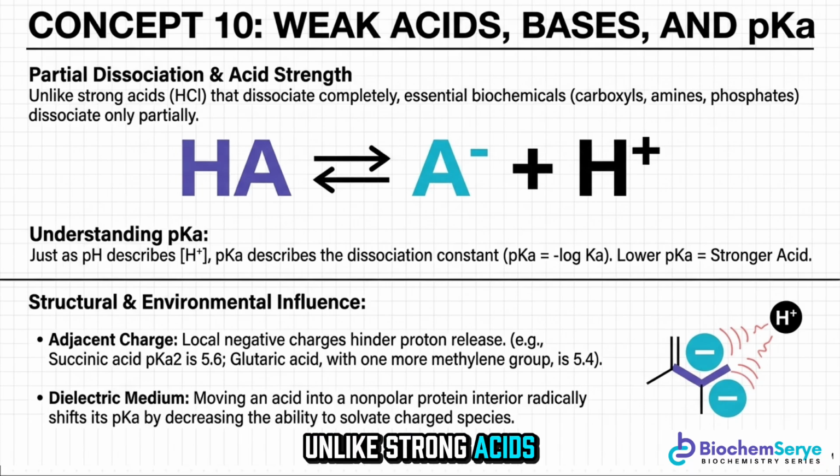Unlike strong acids that completely shatter into ions, essential biochemicals act much more conservatively. They only partially dissociate. Just as pH uses a logarithm to describe proton concentration, pKa describes an acid's exact dissociation constant. The rule is simple. The lower the pKa, the stronger the acid.